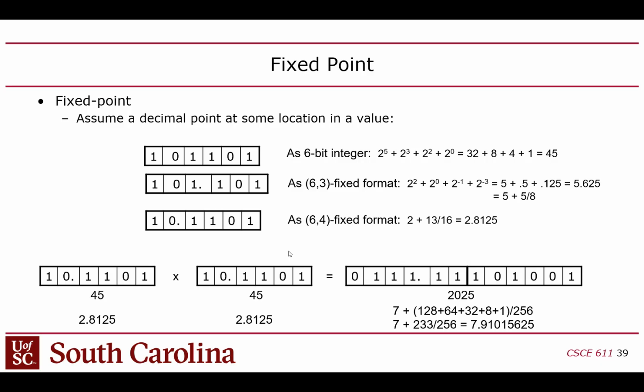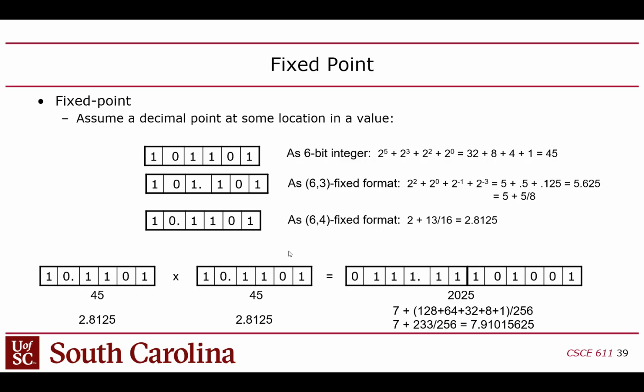So if you have a 6-3, meaning that I have 3 whole bits and 3 fractional bits, then my range is determined by the whole bits, which is essentially 0 to 7, right? 1, 1, 1, right? Or if it's signed, -4 to 3. So I can only go from -4 to 3, right? Make sense?